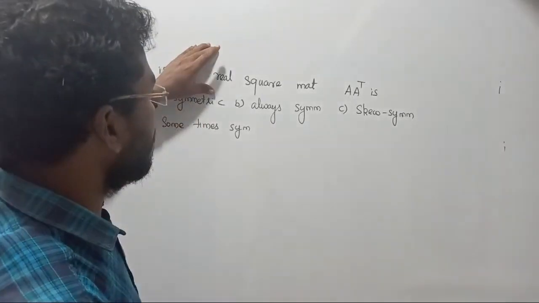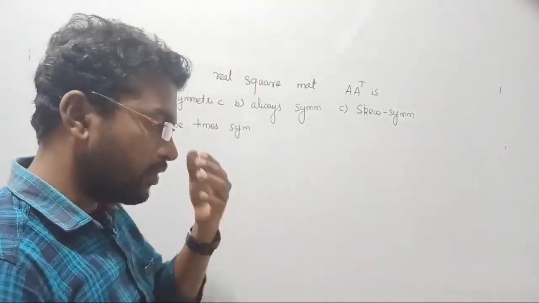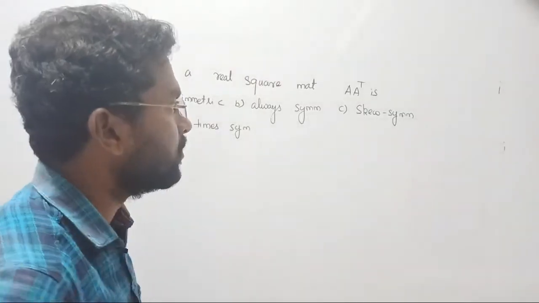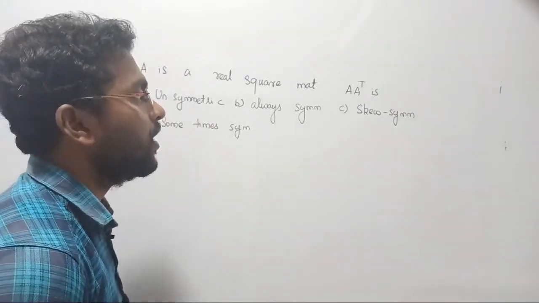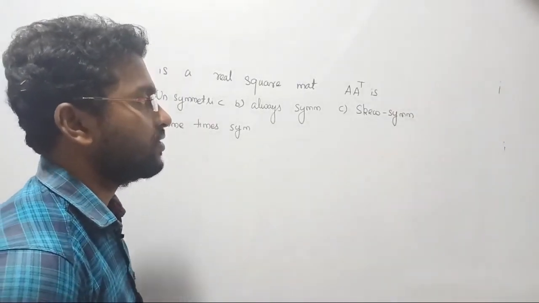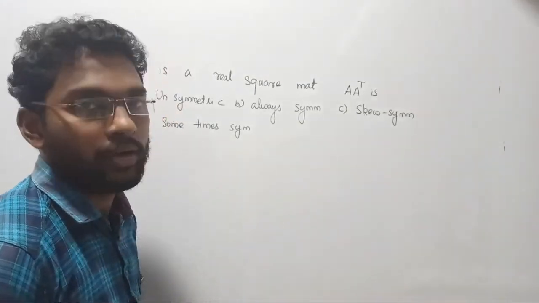A matrix is real and square. A square matrix means order n cross n, that is 2 cross 2, 3 cross 3, 4 cross 4, like that you can select. What was given is a real square matrix, A into A transpose is what? That is what they have asked in the question. How this will be, that is their question, right?